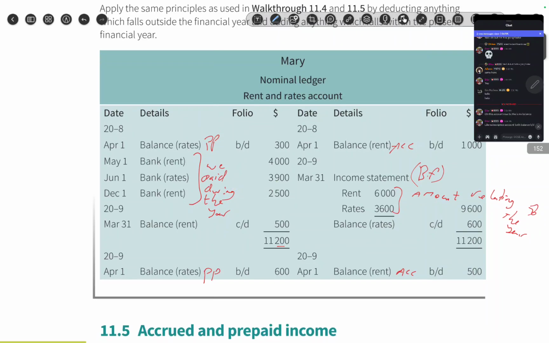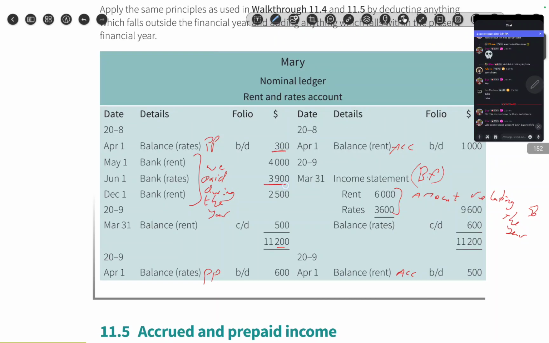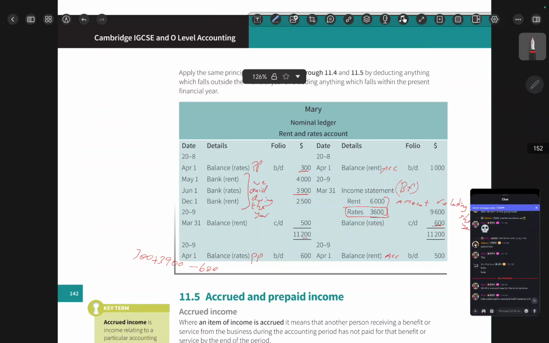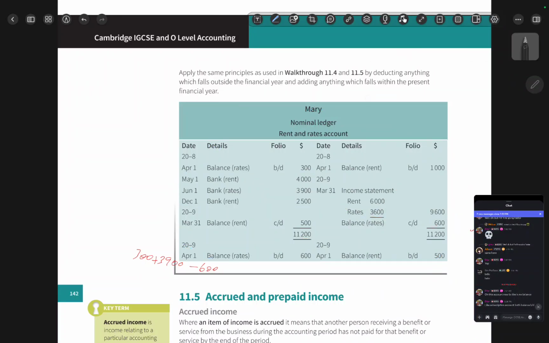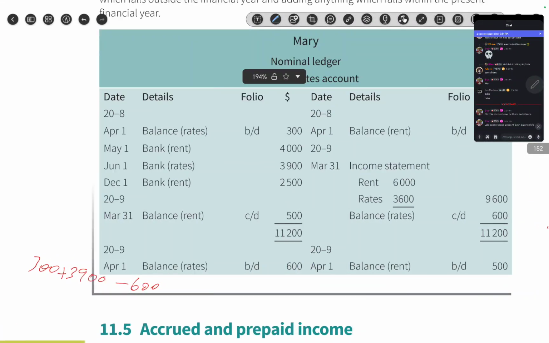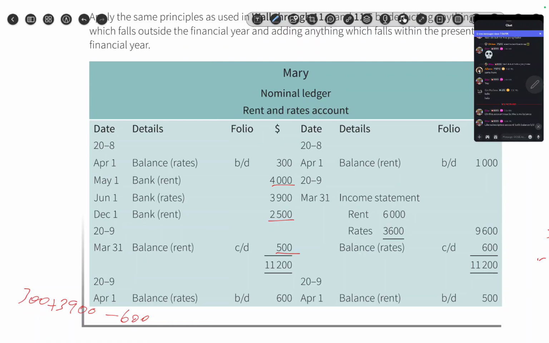How do you do it separately? You just take your rates: 300 plus 3,900, and then you subtract the opposite side. There is nothing about rates over here, but there is rates over here, minus 600, and you get the income statement figure for rates, 3,600. Same thing you do for rent. Since I've explained this, I'll just clear it up. You do the same thing for rent. You count it separately: 4,000 plus 2,500 plus 500 and then minus 1,000, and that gets you 6,000. So that's your income statement and that's how you do it.